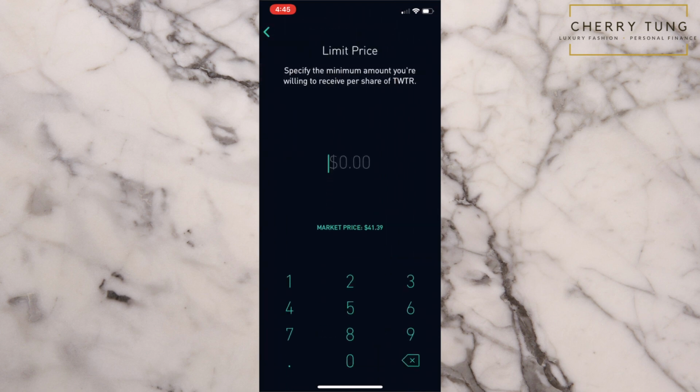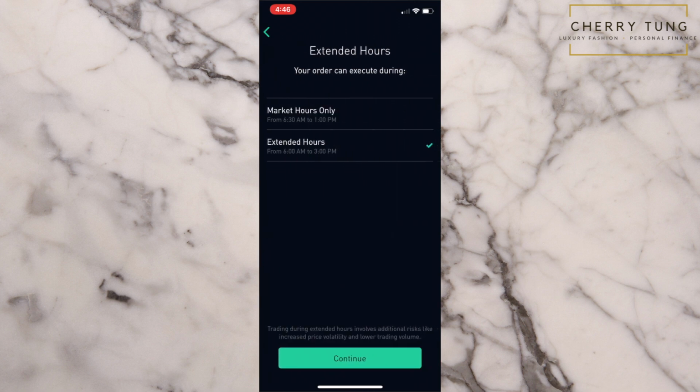And limit, the market price is $41.39. But we can say, let's say, I think I want to buy in at $35, so we can put in $35 and we can continue, and we can select market hours only or extended hours. Usually I like to do extended hours because it gives me more opportunity to buy in the stock at my desired price. And so I would select extended hours and I will continue to submit.